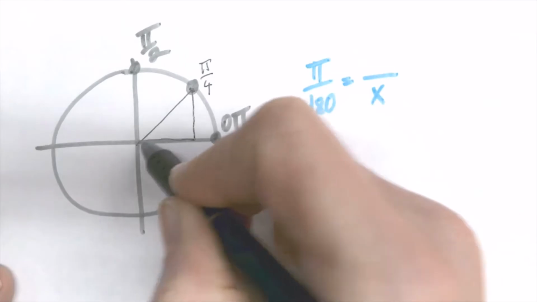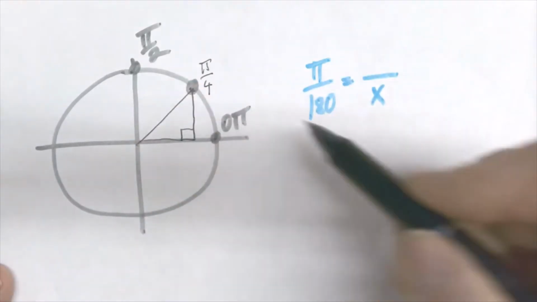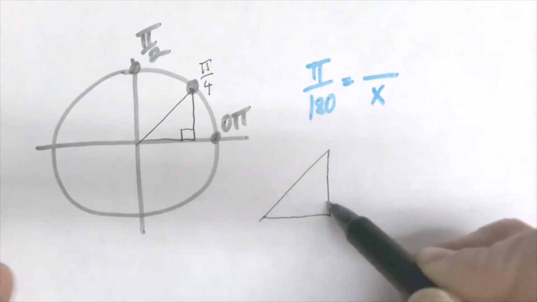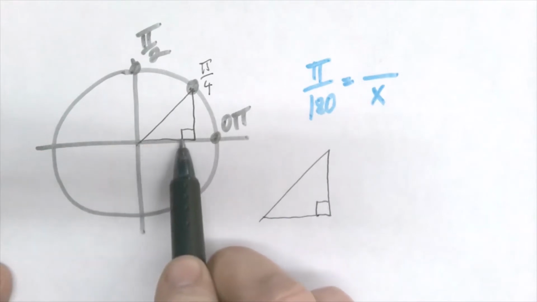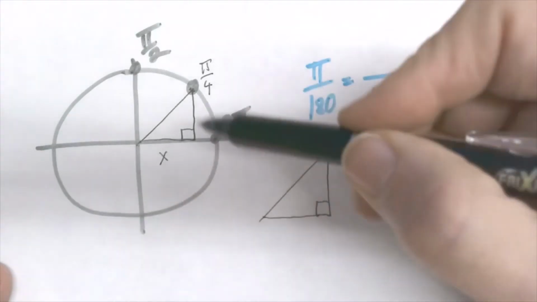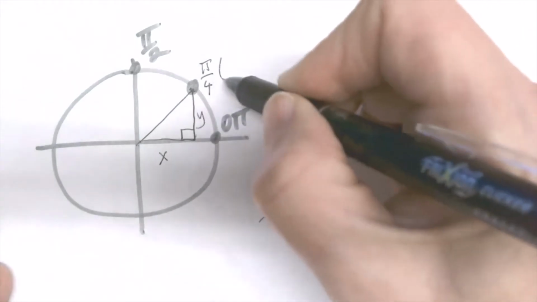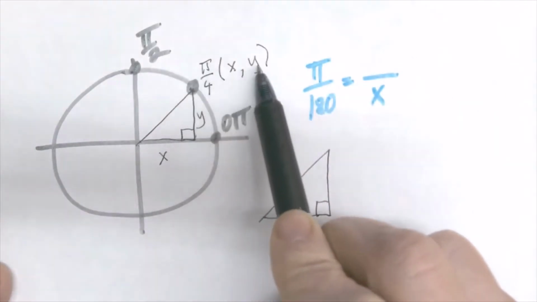Here's my triangle, and what I want to do is pick that triangle up and take it out of that picture. Remember, the bottom would be of length x, the height would be of length y, and the point associated with that pi over 4 is going to be the point x comma y.